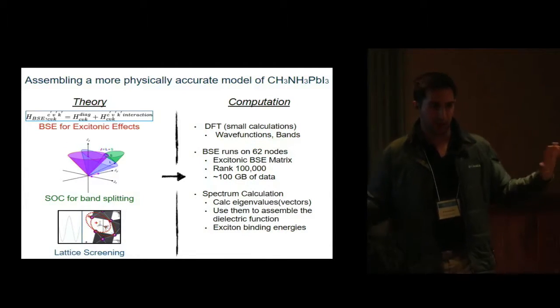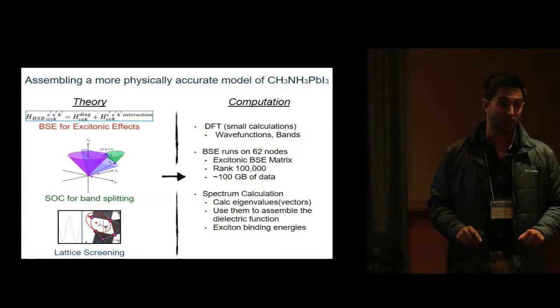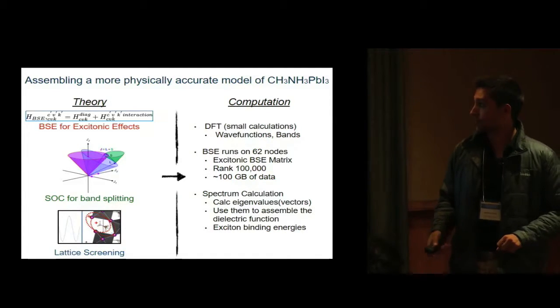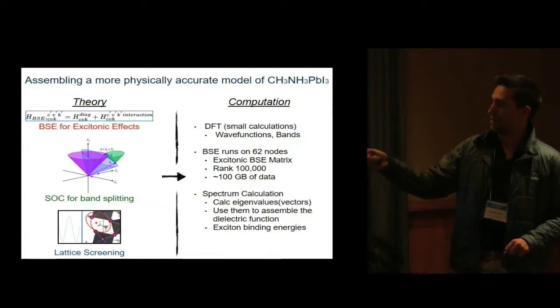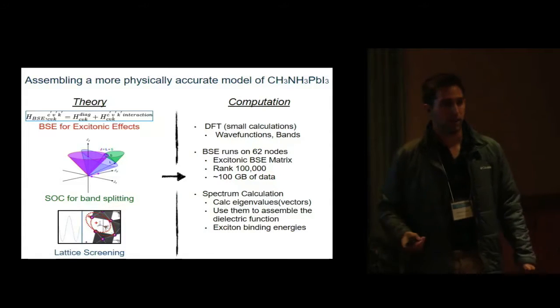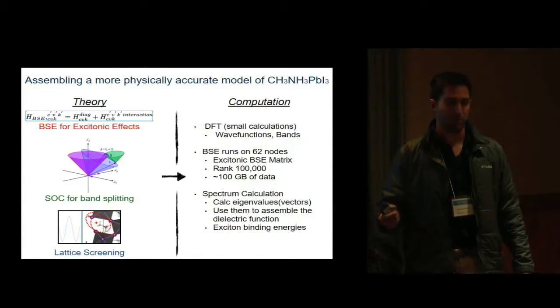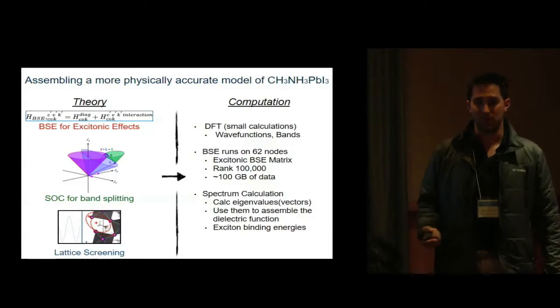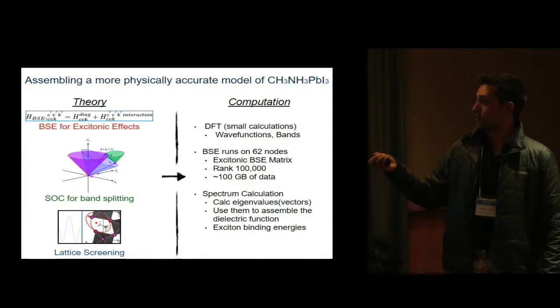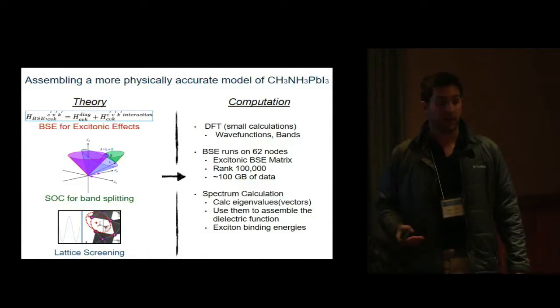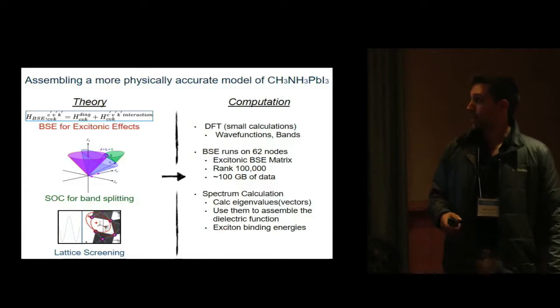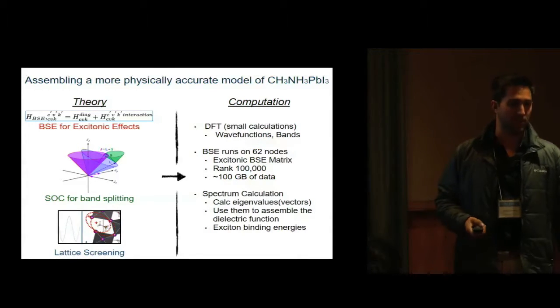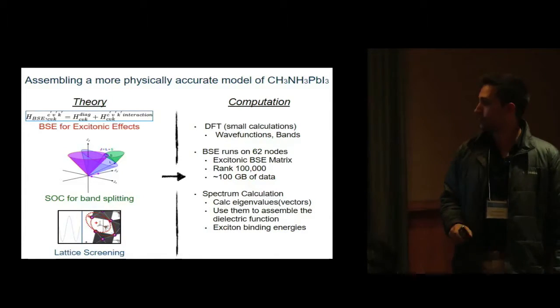We don't need to run this on Blue Waters. But the next part, we do need to run on Blue Waters. Right now, we run on 62 nodes, basically because of a bug in our code. But we're addressing that actively right now, and we'll be able to run on much more node space in the future. The rank, again, is right now 100,000. This is due to go up. And the storage is about 100 gigabytes for this matrix. Again, will go up in the future.